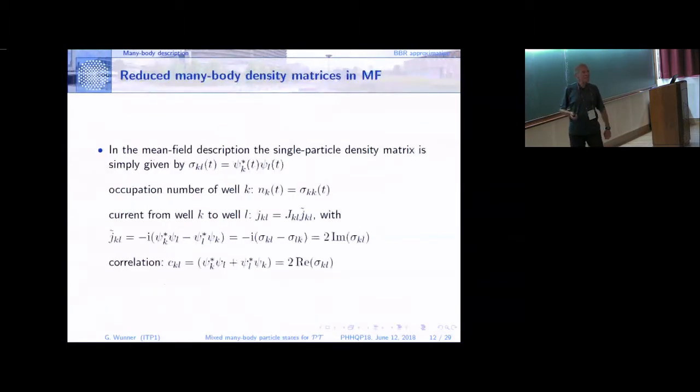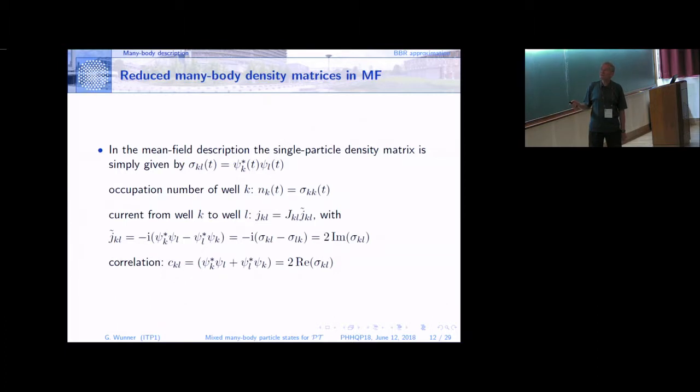So a note in passing: you can also look at the two-mode system that I introduced before. In the mean field description, you can also formulate a single particle density matrix or higher density matrices. In this case, in the mean field description, it's just the product of psi j star, so the complex conjugate, times the other coefficients. Then the occupation number in the well is, of course, the diagonal element of this single particle density matrix.